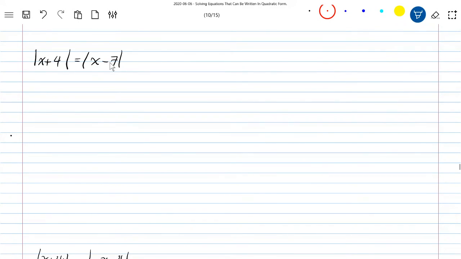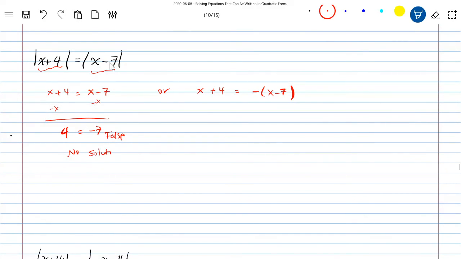So here again, I have x plus 4 equals x minus 7. Either the insides are equal, or they differ by a sign. x plus 4 is the opposite of x minus 7. Okay. Solve each one separately. Left side, if you subtract x from both sides, what do you get? You'll get 4 equal to negative 7. That is a false statement. So what can I say? I can say the left side has no solution.